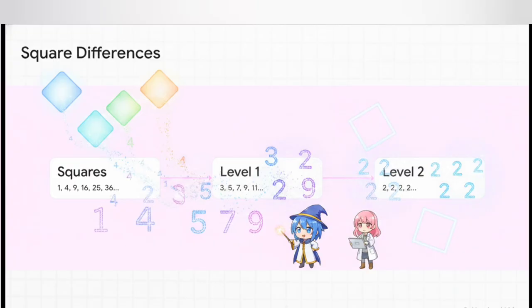4 minus 1 is 3, 9 minus 4 is 5, 16 minus 9 is 7. That's level 1, giving us our odd numbers. But if we find the differences of those differences, meaning 5 minus 3 or 7 minus 5, we drop to level 2. And look at that, the differences all magically stabilize at the number 2. Since squares are 2D, they stabilize at level 2.